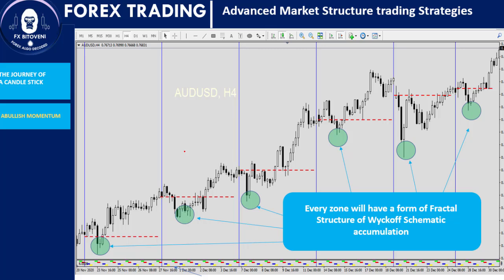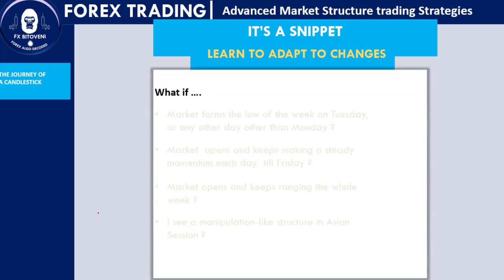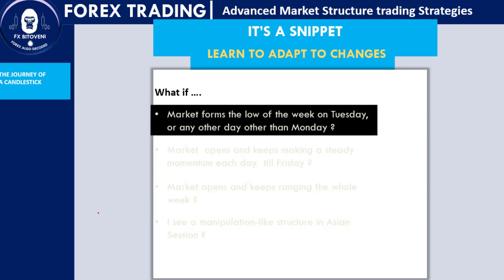But still, you will be taken out if you don't know how to deal with these weekly lows and how to anticipate where the low is going to hit, right? So you have to frame the idea before things happen. What you are learning is a snippet of the whole idea, of the whole strategy that we use. So you have to learn to adapt to changes, because what you see may change. I may say the low of the week forms on Monday, but it forms on Tuesday. So what if the market forms the low of the week on Tuesday or any other day other than Monday? That is the question you may ask yourself.